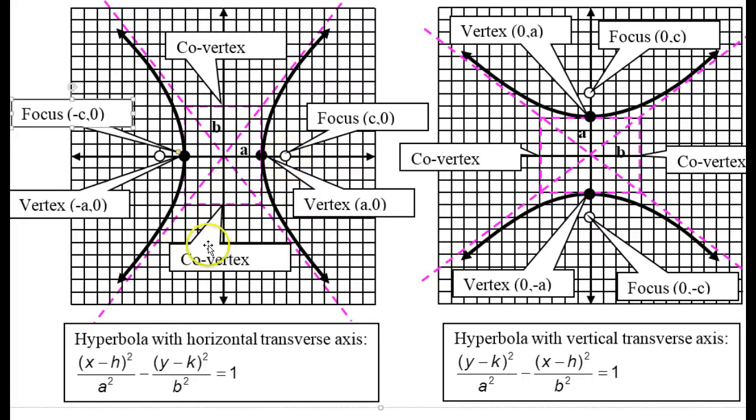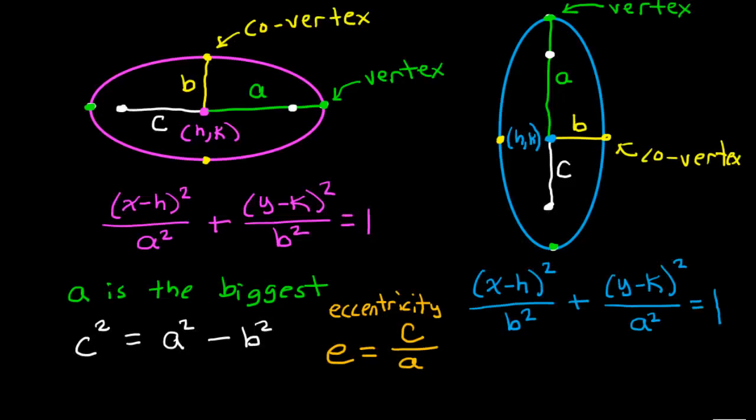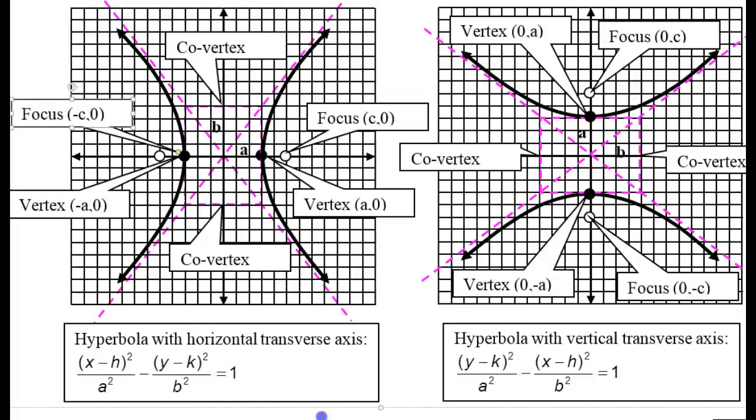Now, let's talk about what is different. When you were dealing with an ellipse, A squared was always bigger than B squared. A was always bigger than B. That is not going to be true for a hyperbola. Sometimes the B squared value will be bigger than the A squared value.